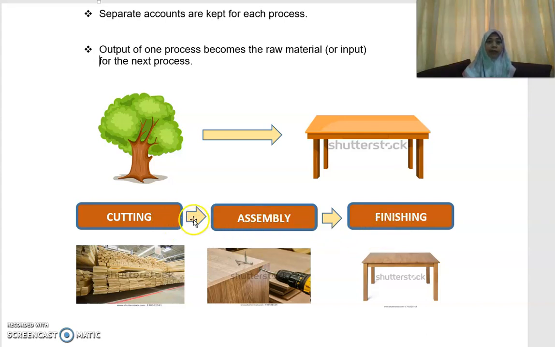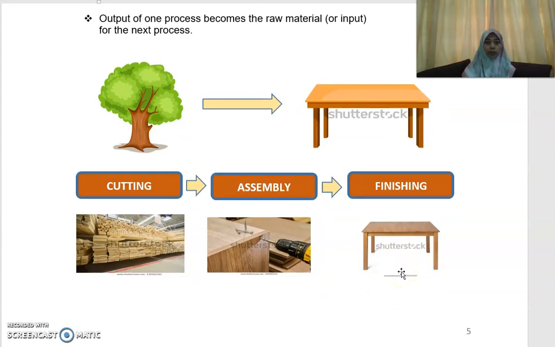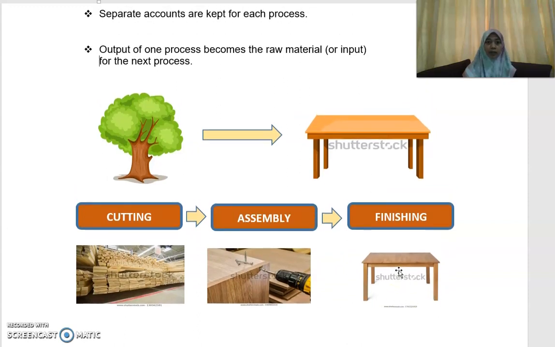The output of one process becomes the input for the next process. That means you cut the log into pieces, and then the input for assembly will be the output from the cutting process, and the input for the finishing process will be the output from the assembly process, until you have a finished output, which is your table. These are the basic characteristics of process costing.